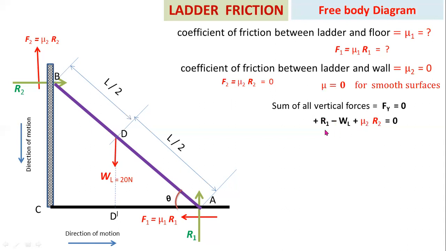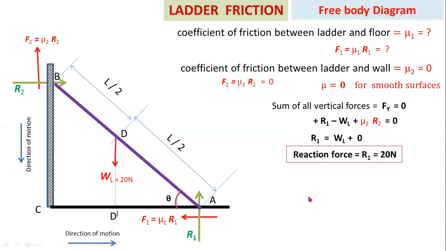Okay, these three are the vertical forces. Consider the equilibrium condition. From this equation, R1 equal to WL plus 0. Here the value of mu2 equal to 0, because for smooth surfaces you have to consider mu2 equal to 0. So from this equation, reaction force R1 equal to WL, the self weight of the ladder, equal to 20 newtons.